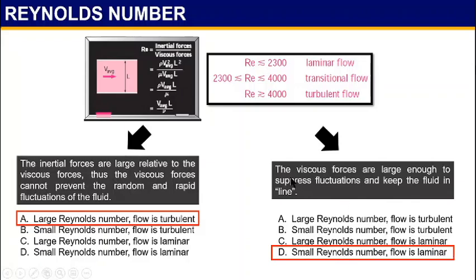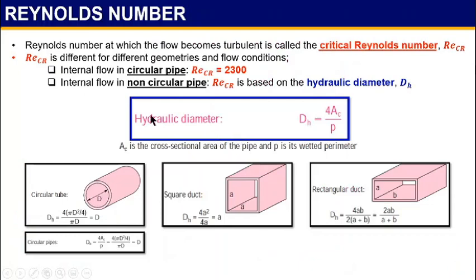and we determine it as a laminar flow. The Reynolds number at which the flow becomes turbulent is called the critical Reynolds number, Re critical. Re critical is different for different geometries and flow conditions. For internal flow in a circular pipe, the critical Reynolds number is equal to 2300, and for internal flow in a non-circular pipe, Re critical is based on the hydraulic diameter. So for a non-circular pipe, we have to calculate the Reynolds number based on the hydraulic diameter.